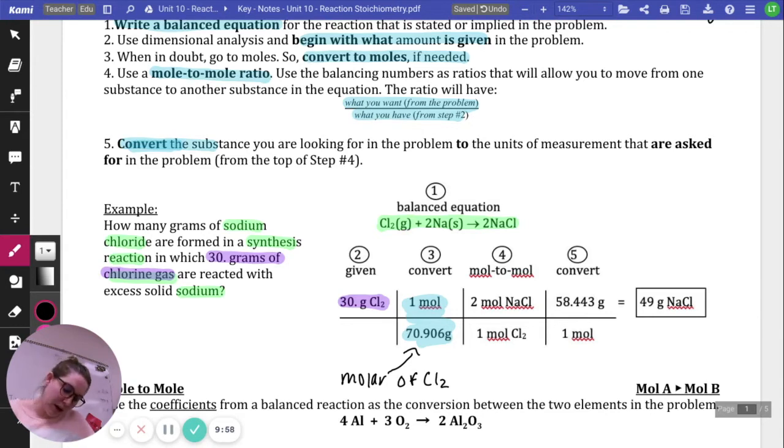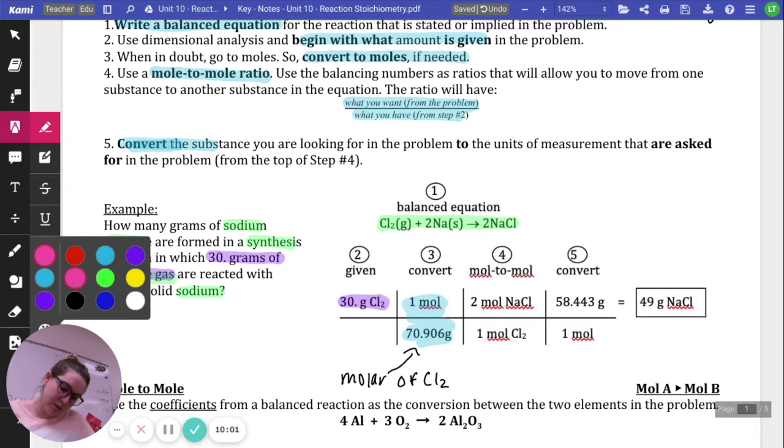Step 4 is our mole-to-mole ratio. So right here, I have 1 mole of chlorine to 2 moles of NaCl. These coefficients come from our balanced chemical equation. Our coefficient in front of chlorine is 1, and our coefficient in front of sodium chloride, NaCl, is 2. So for every 1 chlorine, I'm going to make 2 sodium chlorides. So our mole-to-mole ratio is 1 to 2.